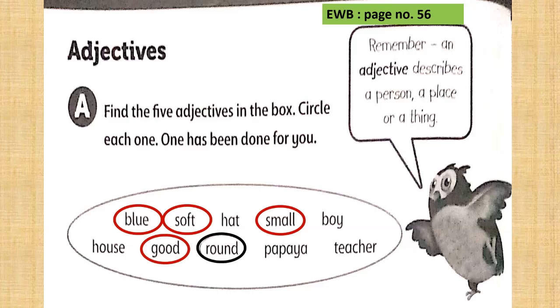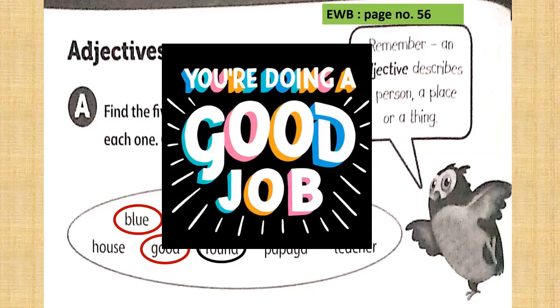What about round? It is an adjective. It has already been circled for you. What about papaya? It's a noun. It's a name of a fruit. Teacher. It is again a noun. Children, you have to circle all these adjectives over here with a sharp pencil. You're doing a good job.